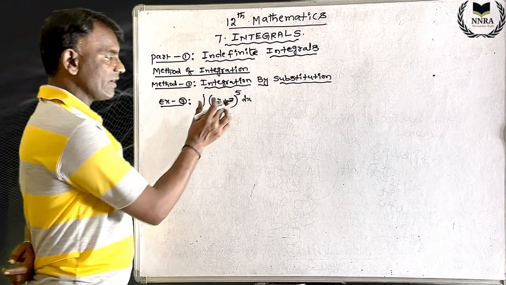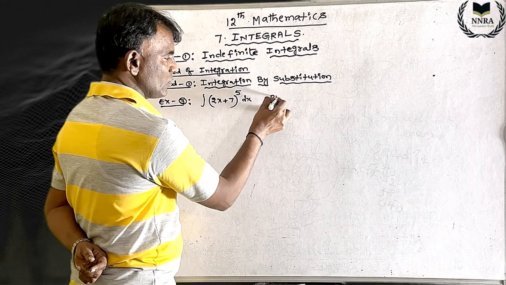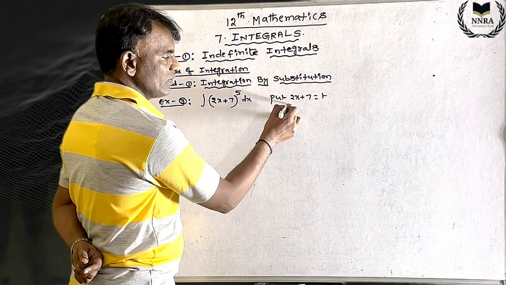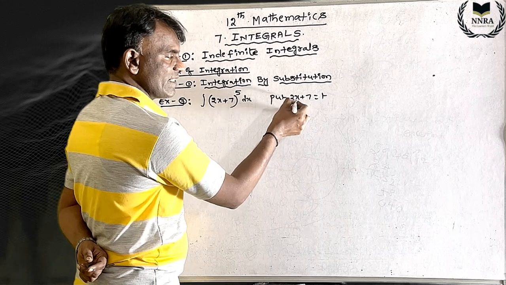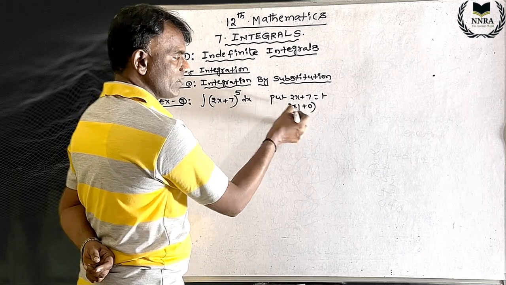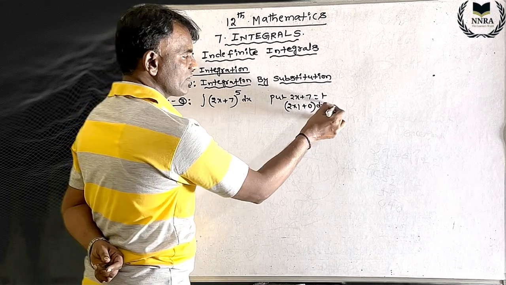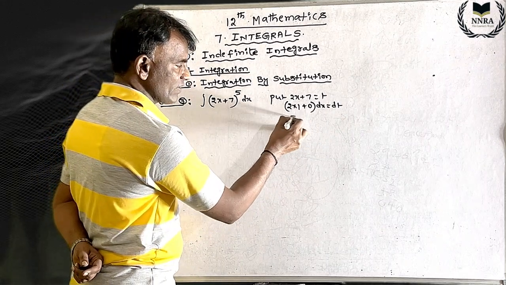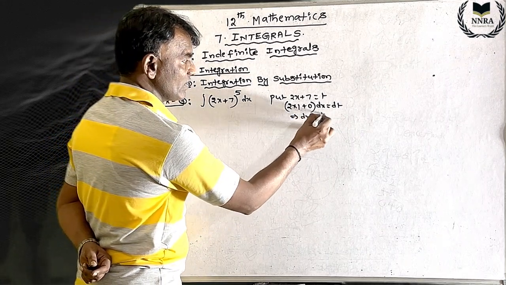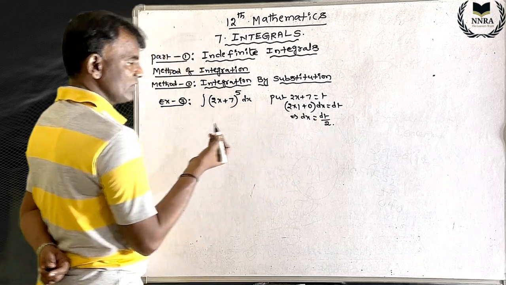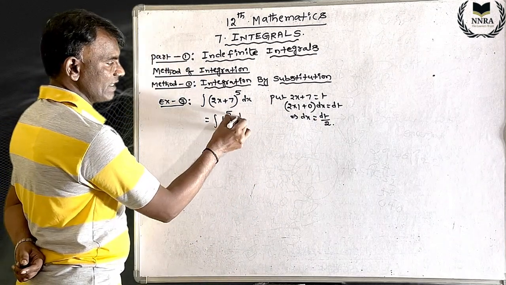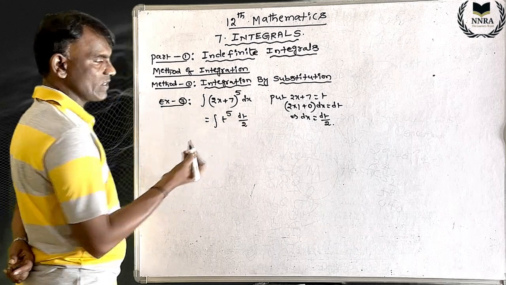Now the bracket value is there, right? That is 2x plus 7 equal to t. Now after differentiation we get 2 into 1 plus 0 into dx equal to dt. Now how to write this value? 2 into dx equal to dt, then dx equal to dt divided by 2. So this can be written as integral t power 5 and dx means dt divided by 2.